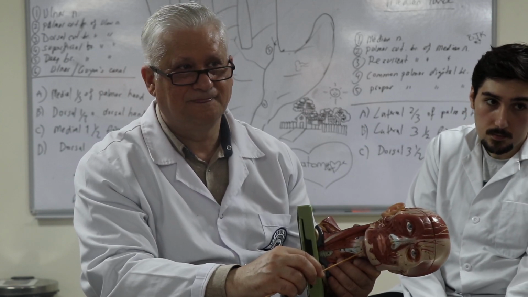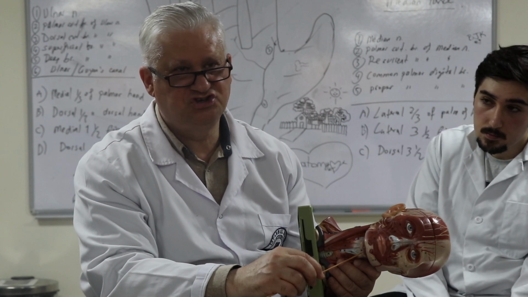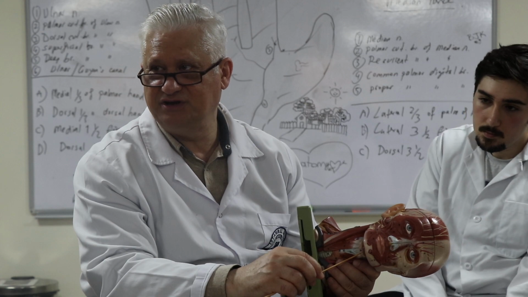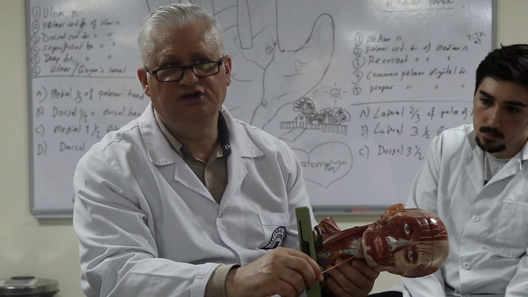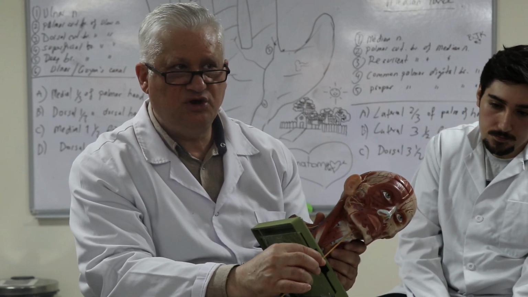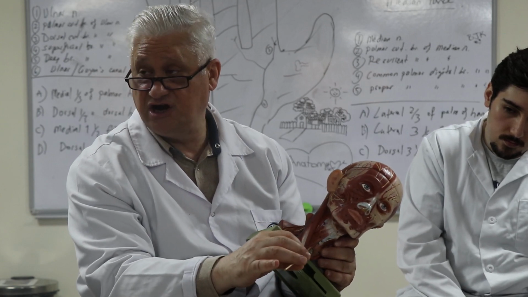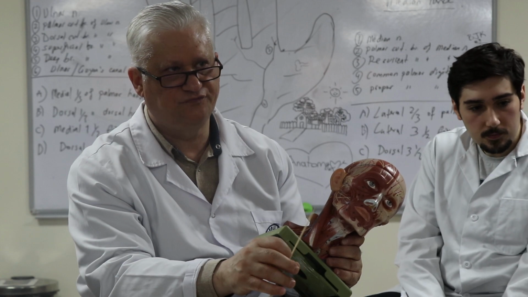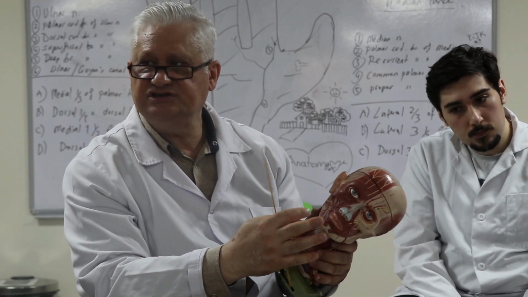Just C1. It's thyrohyoid. So we have two C1s: the geniohyoid and thyrohyoid. That's an infrahyoid muscle, by the way, but it's C1 too. Okay, so these are the suprahyoid muscles.